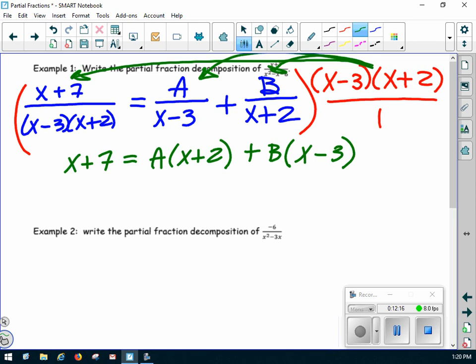Now, so you say, all right, fine, what do we do from here? We're trying to figure out what A is and what B is. So this is the part that I told you, don't forget how to do this. We're going to distribute the A and we're going to distribute the B. This is algebra 1. If we distribute the A and distribute the B, what are we going to be left with?